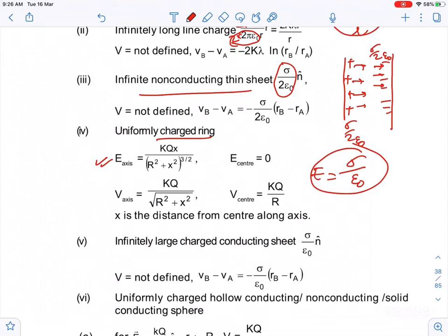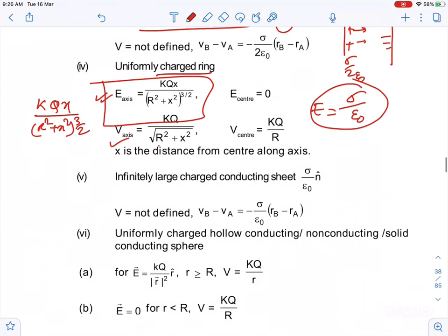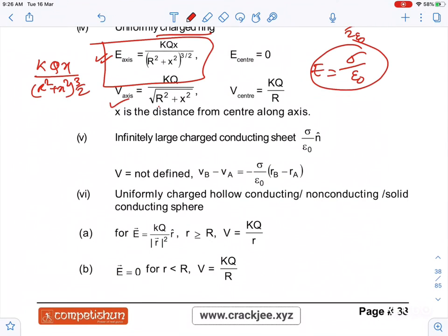For a ring, this formula you should keep in mind, guys, because this same formula comes in magnetism, which we will discuss in the third lecture. It is kqx divided by (r square plus x square) to the power 3 by 2. This is the electric field due to a ring. And potential, by differentiating you get the result, is kq divided by root of r square plus x square.